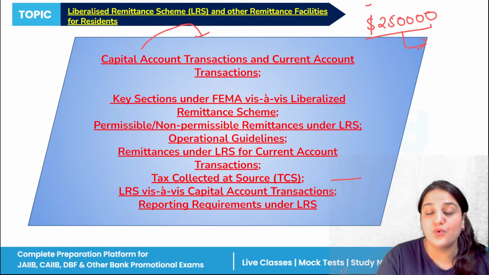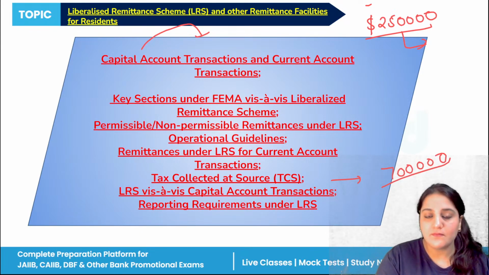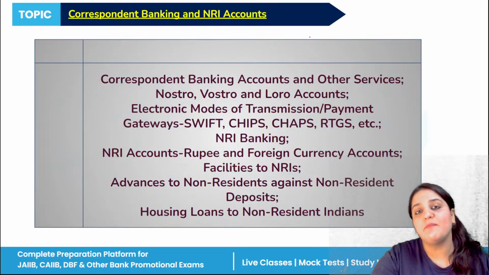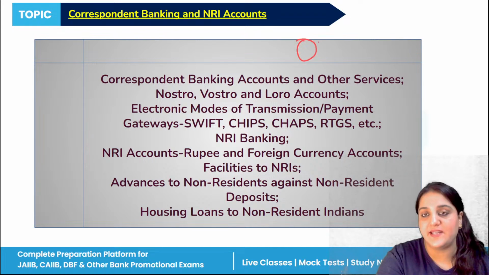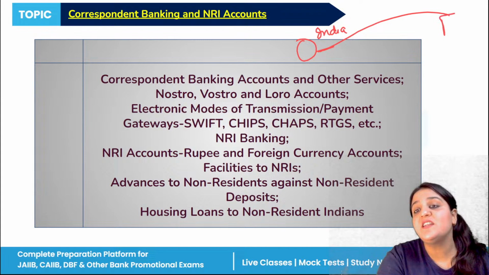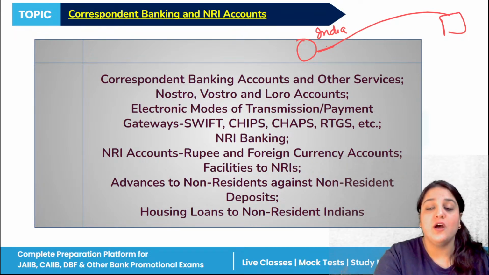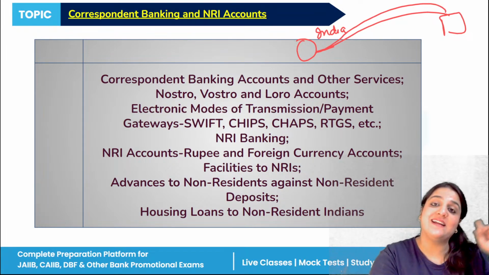There is tax collected at source, like up to 7 lakh there is no tax, but after 7 lakh there is a percentage of tax. And in this you will learn the things related to current account transactions and capital account transactions. Then the third chapter is all about correspondent banking. What is correspondent banking? Basically, when one bank is in India and the customers of this bank are in a different country where the bank does not have any branch, the bank will make an agreement with a bank that is situated in that country.